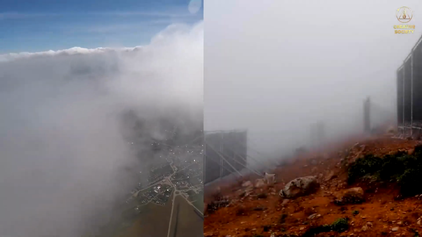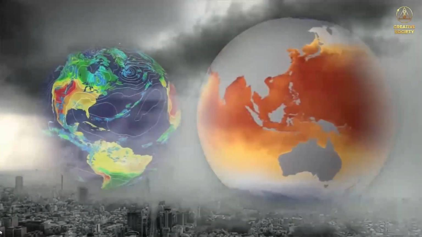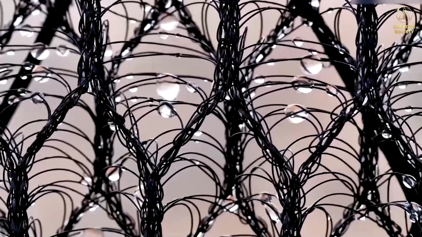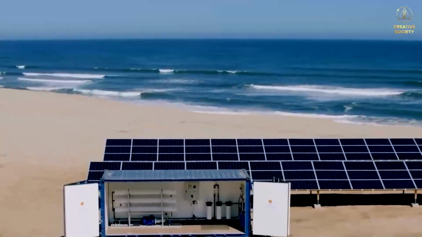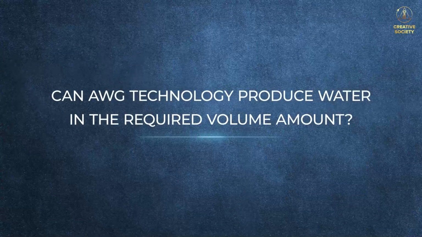Atmospheric water generators extract excess moisture from the atmosphere, which accumulates due to the rising temperatures on the planet. During the air intake process, pollutants are filtered out, resulting in cleaner air. AWG technology is environmentally friendly and beneficial for the planet. Can AWG technology produce water in the required amount?